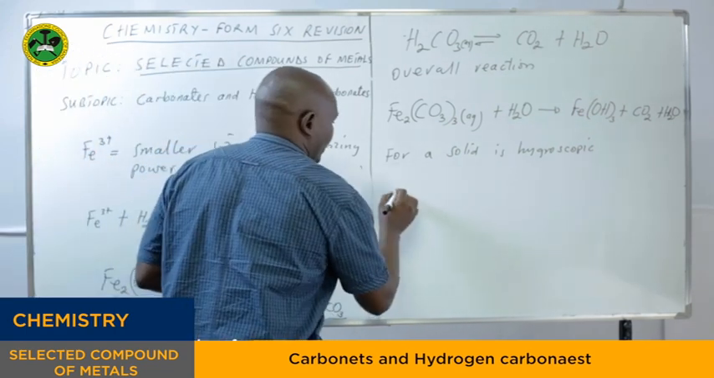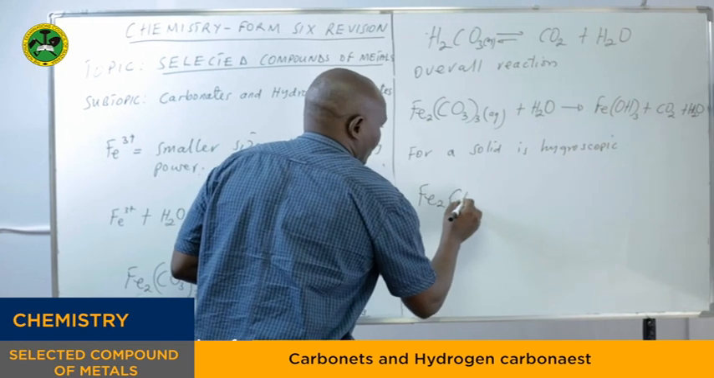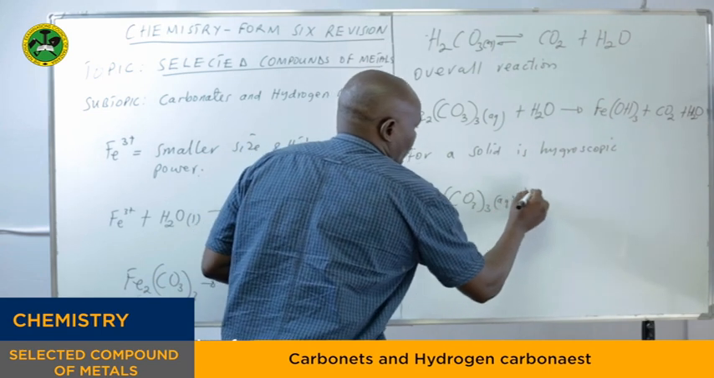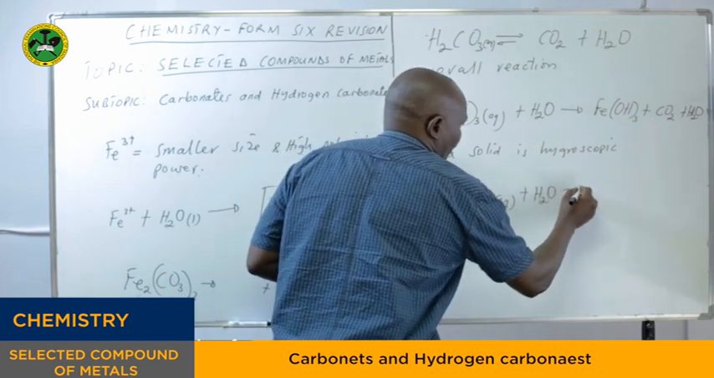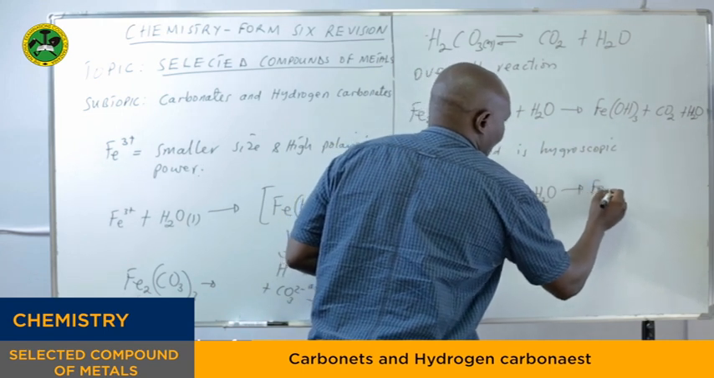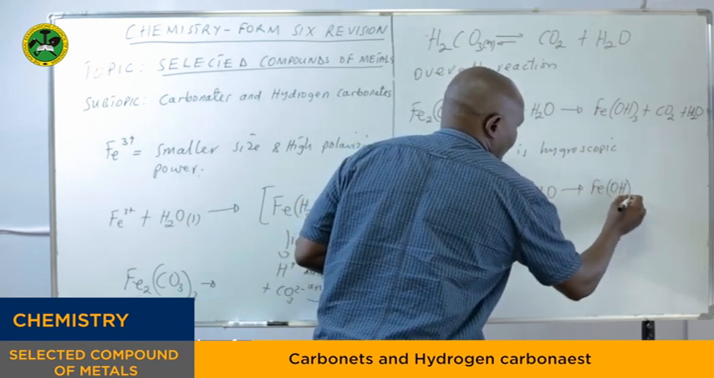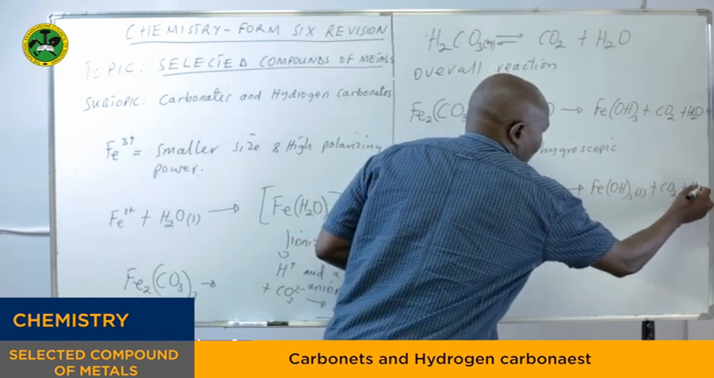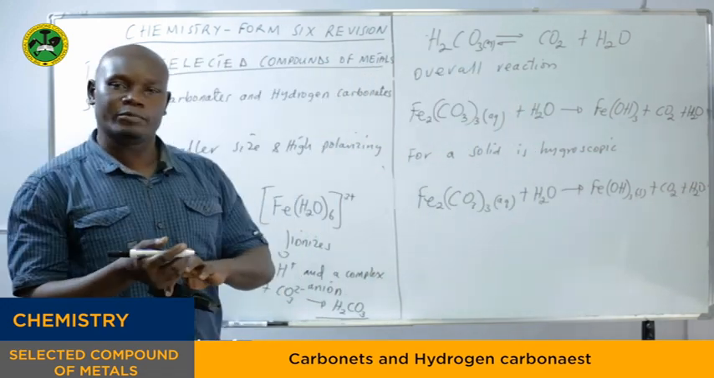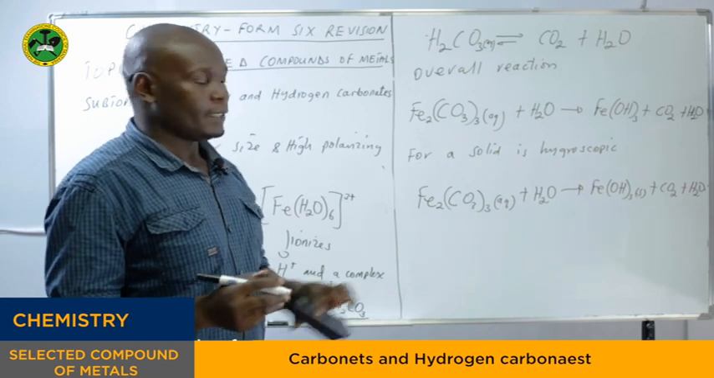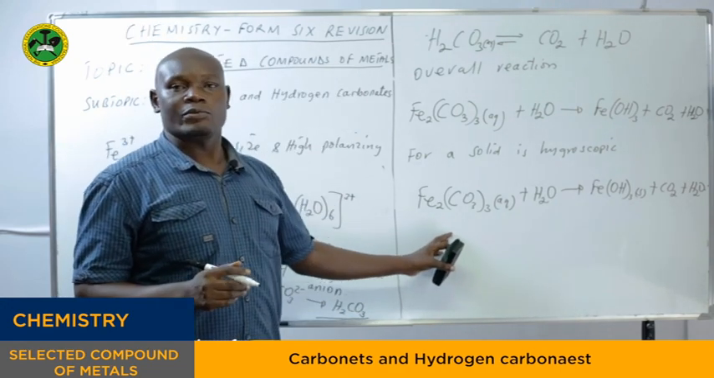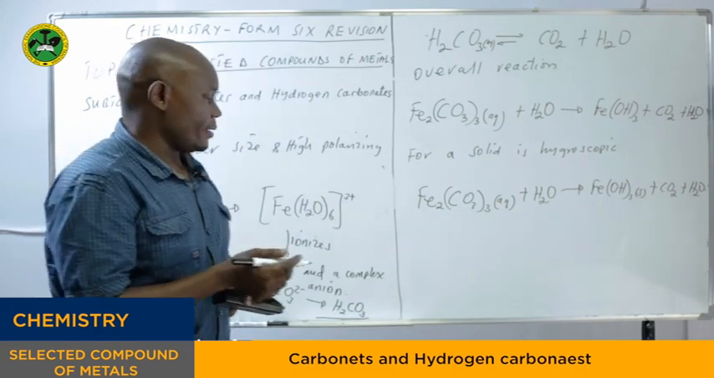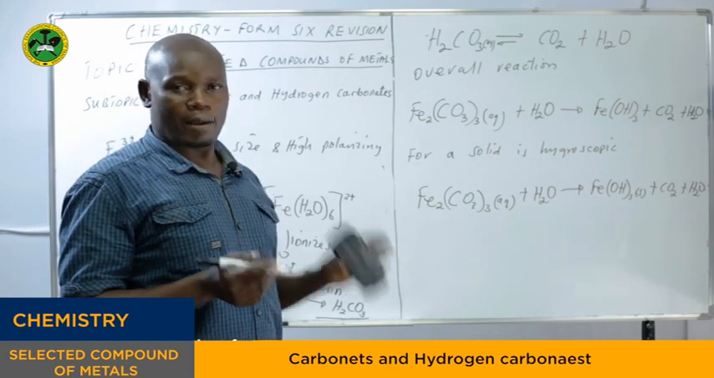That iron carbonate will absorb water from the atmosphere and form iron hydroxide, plus carbon dioxide plus water. So whether it is in solid state or in aqueous state, still the iron carbonate cannot exist. So that's why we do not have iron carbonate and aluminium carbonate.